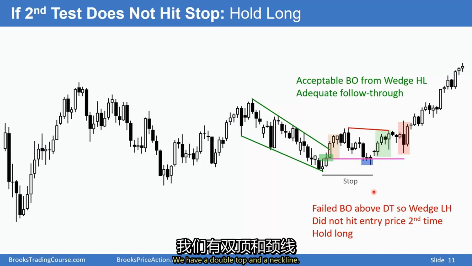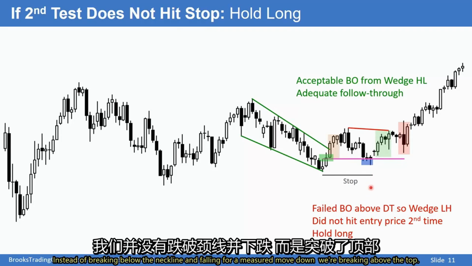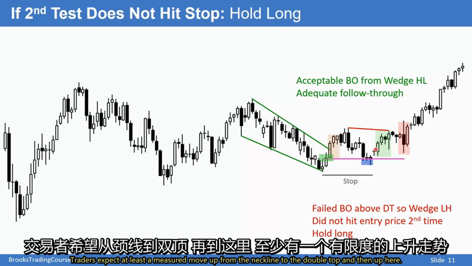We have a double top and a neckline. Instead of breaking below the neckline and falling for a measured move down, we're breaking above the top. Traders expect at least a measured move up from the neckline to the double top and then up here.